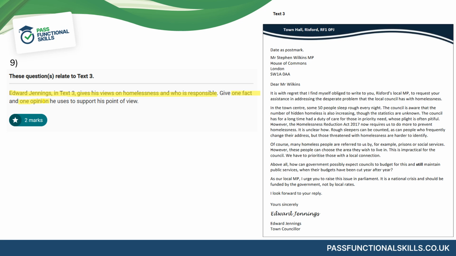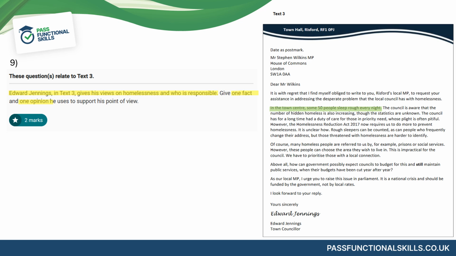So remember, a fact is something that can be proven. We could look it up and verify it and prove it to be true. An opinion is just what somebody thinks, so it can be disagreed with or agreed with, and it can't be proven to be true. It's neither true or false. So let's have a look in the text then. In this second paragraph we've got some facts. In the town centre some 50 people sleep rough every night. That is a figure, it's something that's been researched and we could verify it.